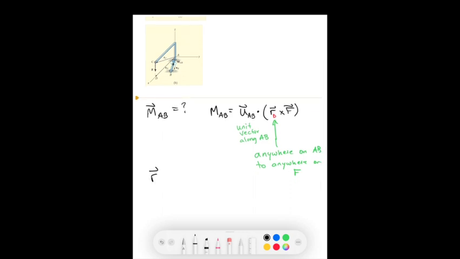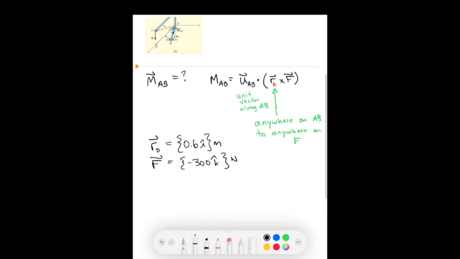So we need to know what that is. Well, RD is, we choose it because it's easy. It's simple. It only goes in the x direction. So RD is equal to 0.6 meters in the i direction. We also need to know F. F is equal to, it points downward in the z direction.